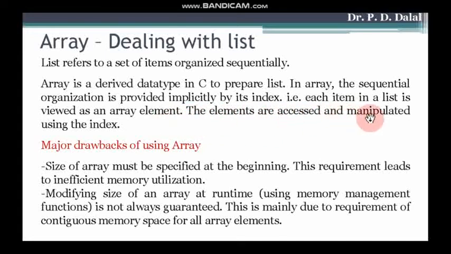All the elements are accessed and manipulated using the index. Suppose you want to access the first element, then you will use the index 0, and if you want to access the second element, then you will use the index 1. What are the major drawbacks of array being a static memory allocation? The array size must be specified at the beginning, so this leads to inefficient memory utilization.